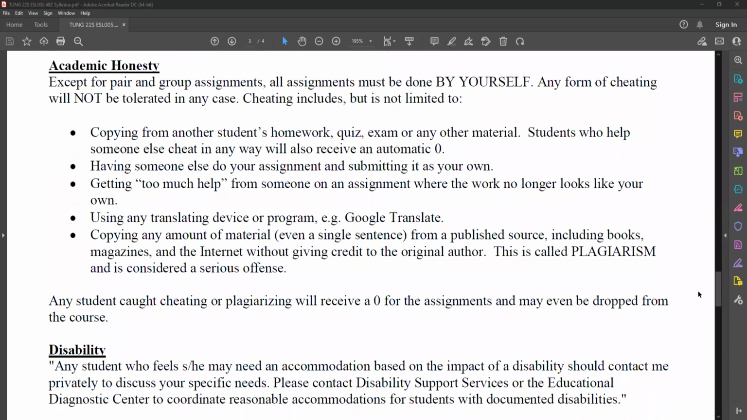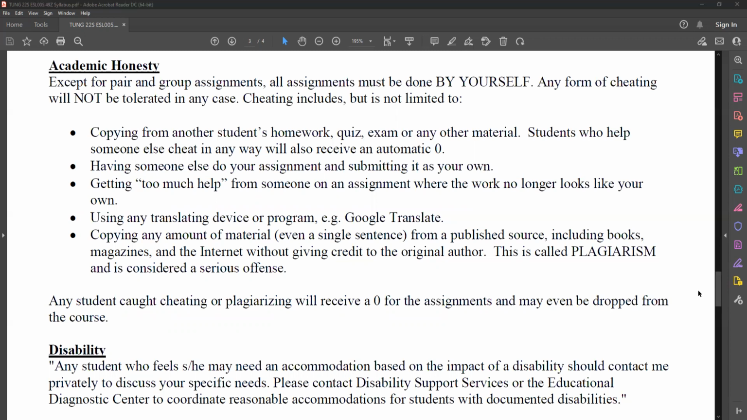Academic honesty. So this is the usual, right? Except for pair and group assignments, all assignments must be done by yourself. So please do not cheat. I'm not really going to be reading everything here, but I think you have the right idea and you're familiar with this. Don't cheat, don't copy, don't get too much help. I know sometimes we have a tutor, but don't get too much help where they're doing it for you. Of course, that's not good because you're not learning. Don't use translating devices and programs. At this point, you want to be using your own understanding of the English language. Of course, if you need a dictionary or thesaurus as you're reading or writing your essays, that's honestly fine.